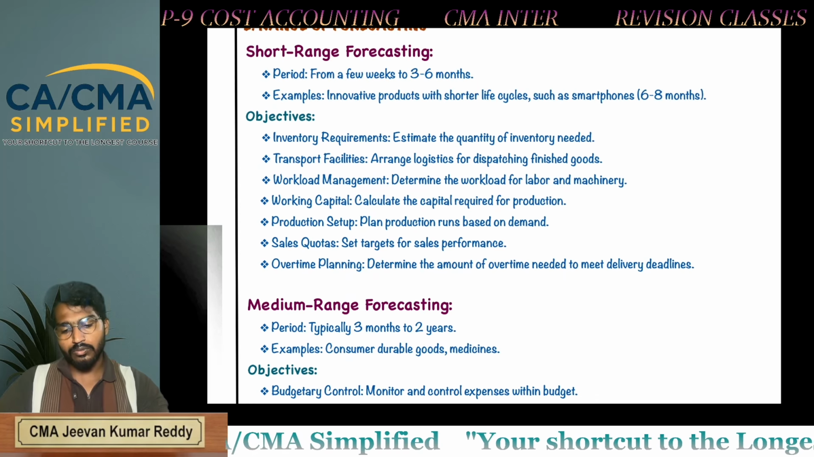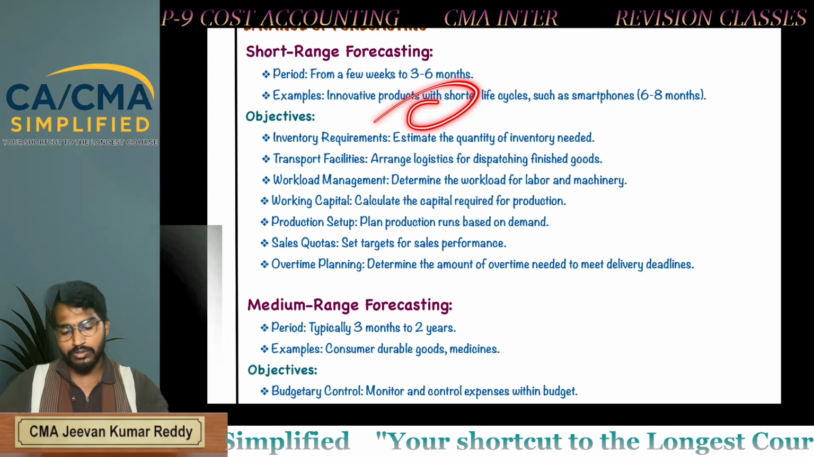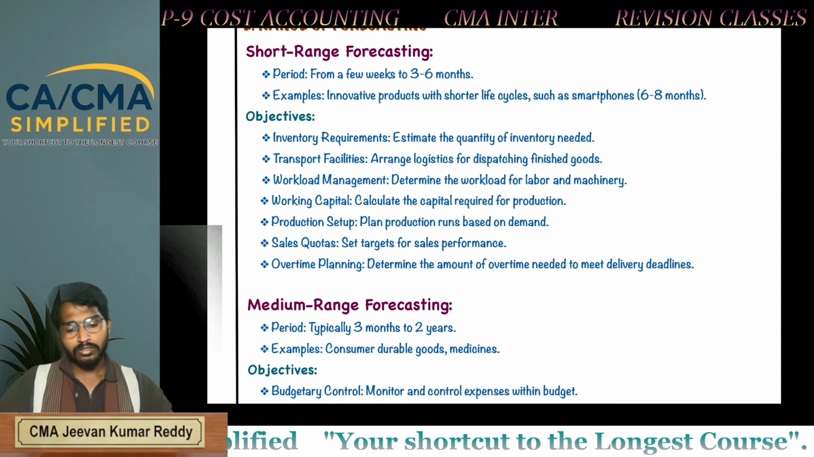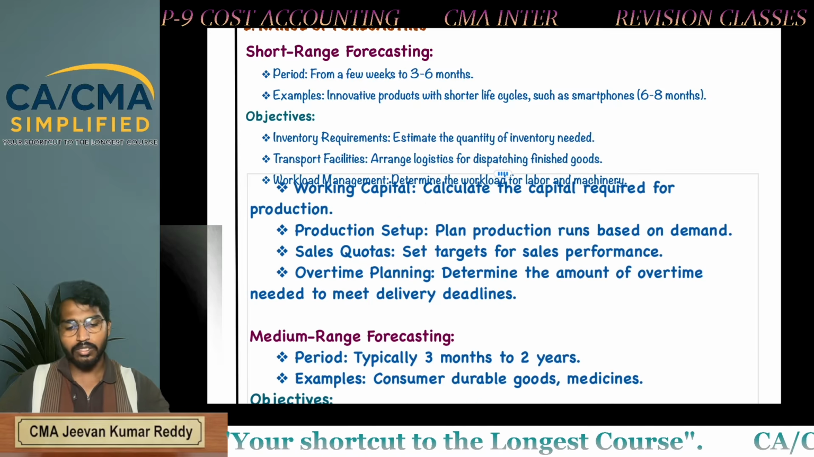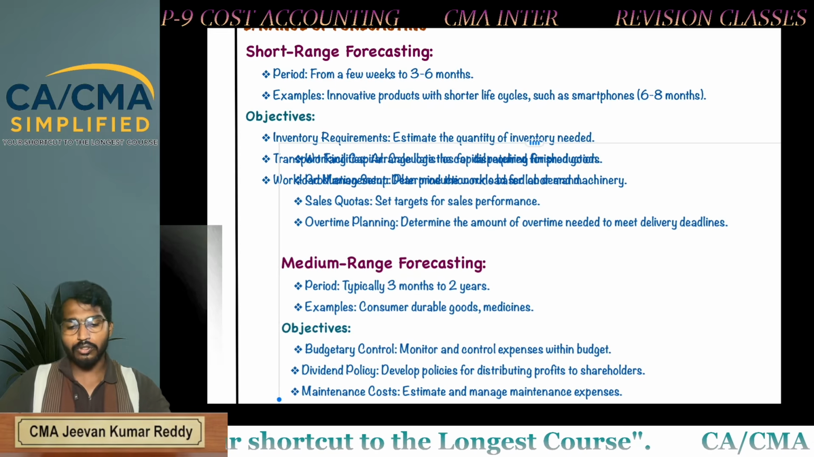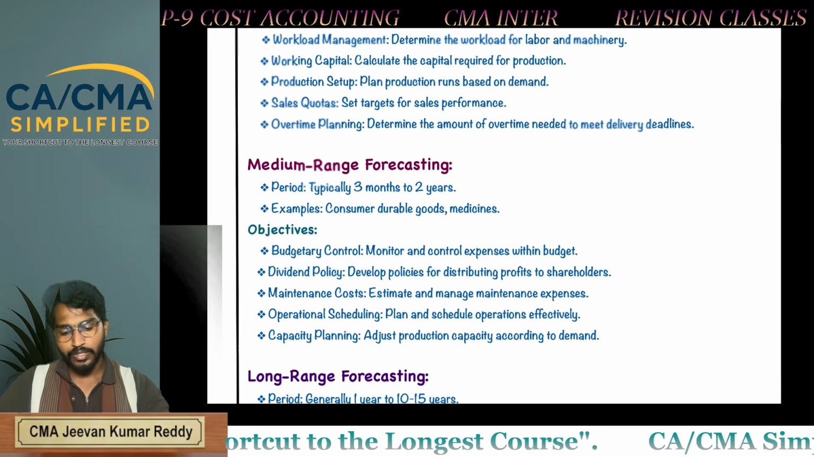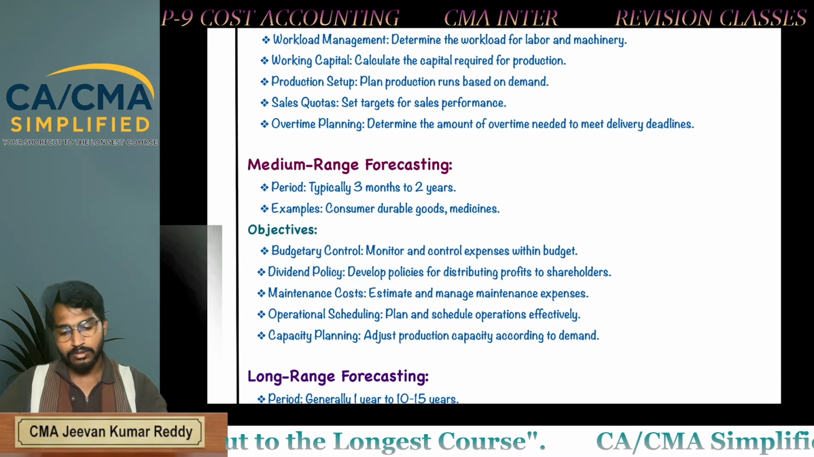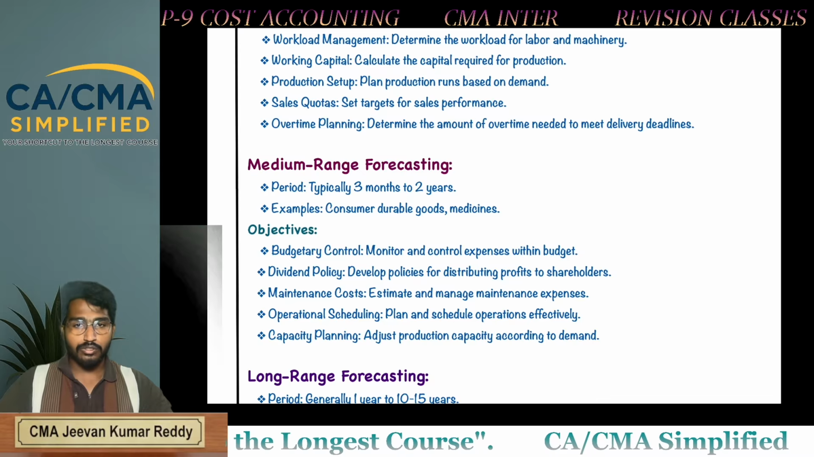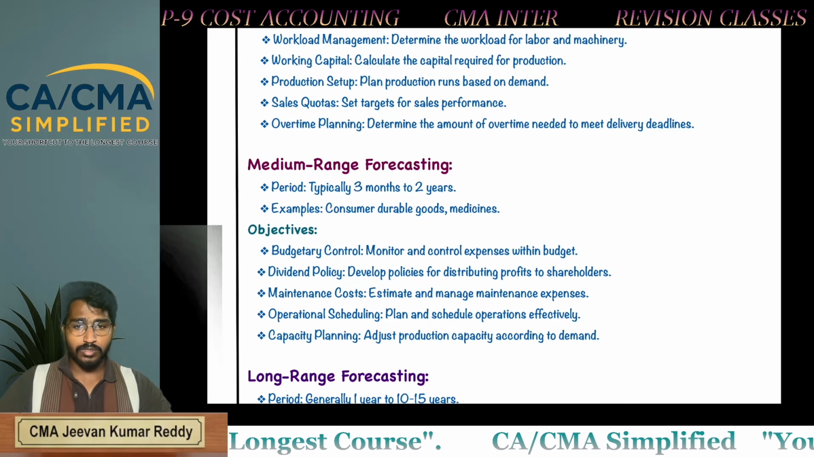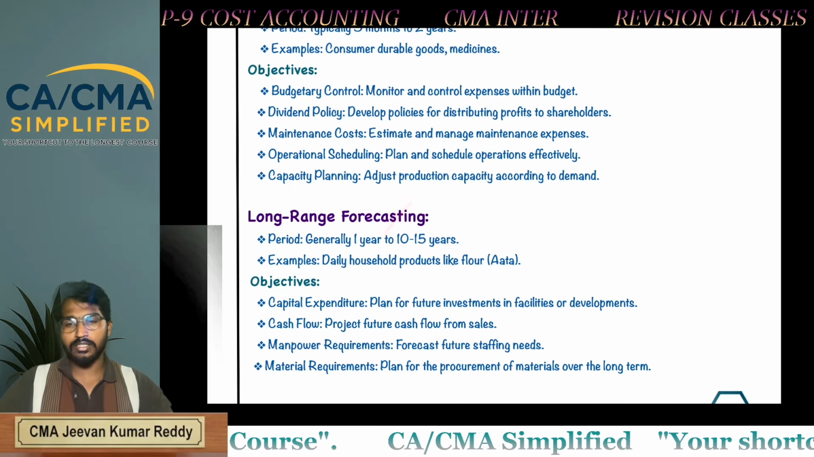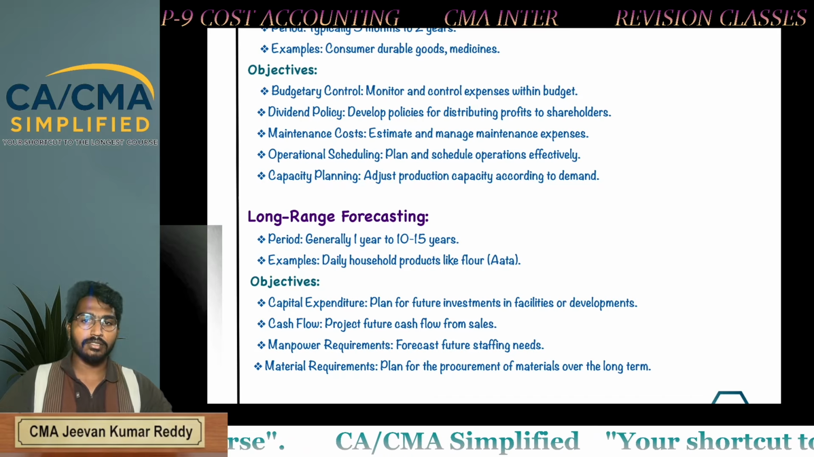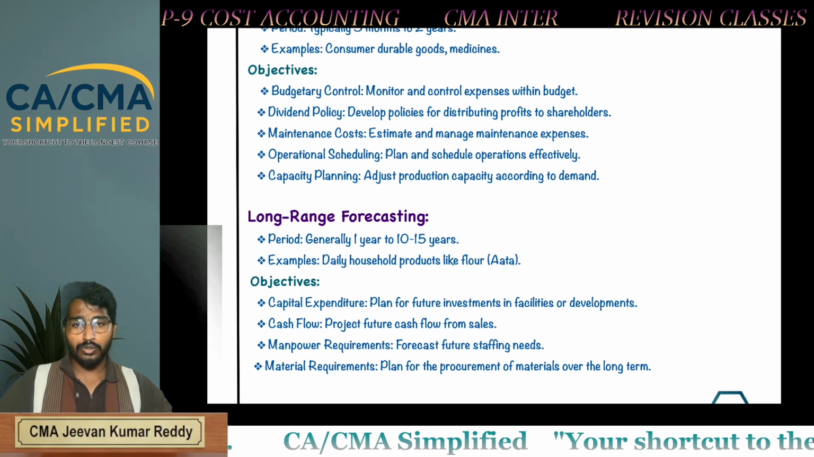So short range forecasting is for products with a shorter life cycle, such as smartphones. Medium range forecasting is done for consumer durable products like paste, soaps, shampoos. Long range forecasting is done for standard products like rice, atta, sugar.